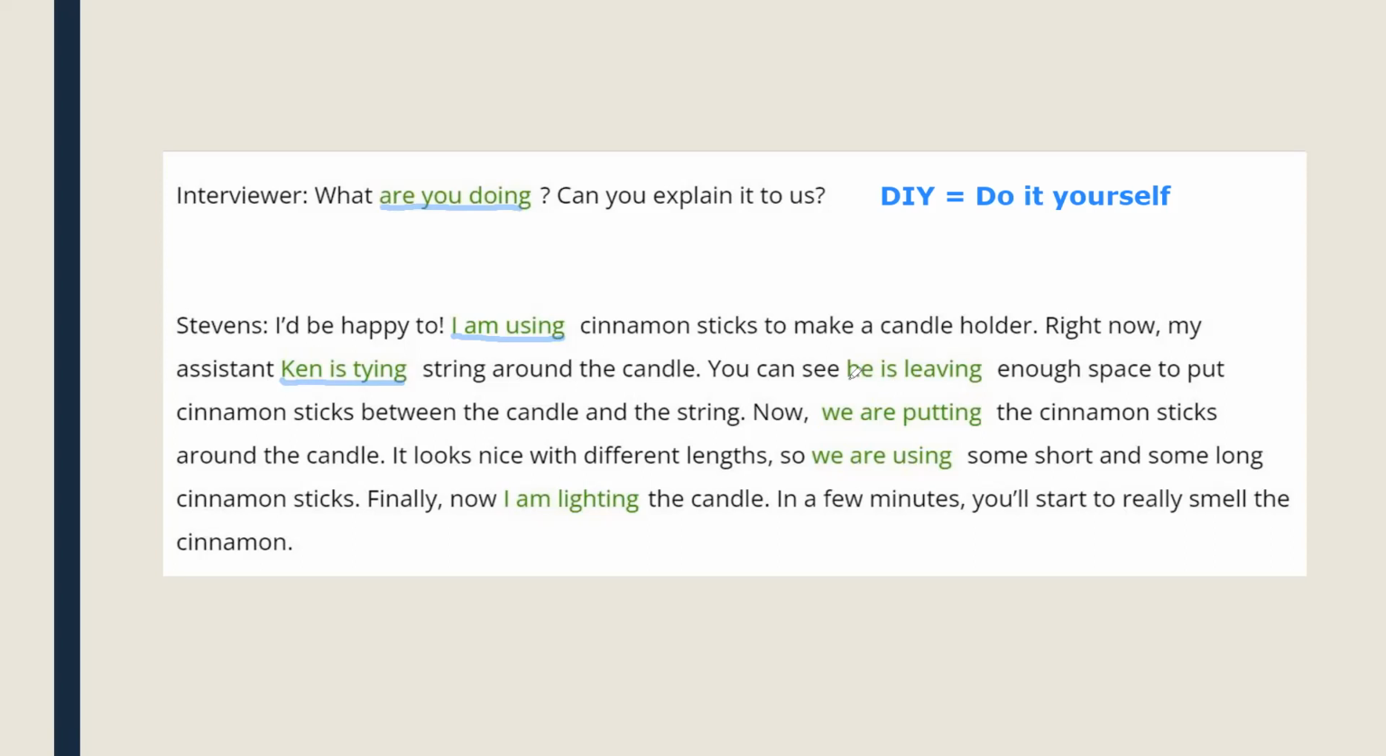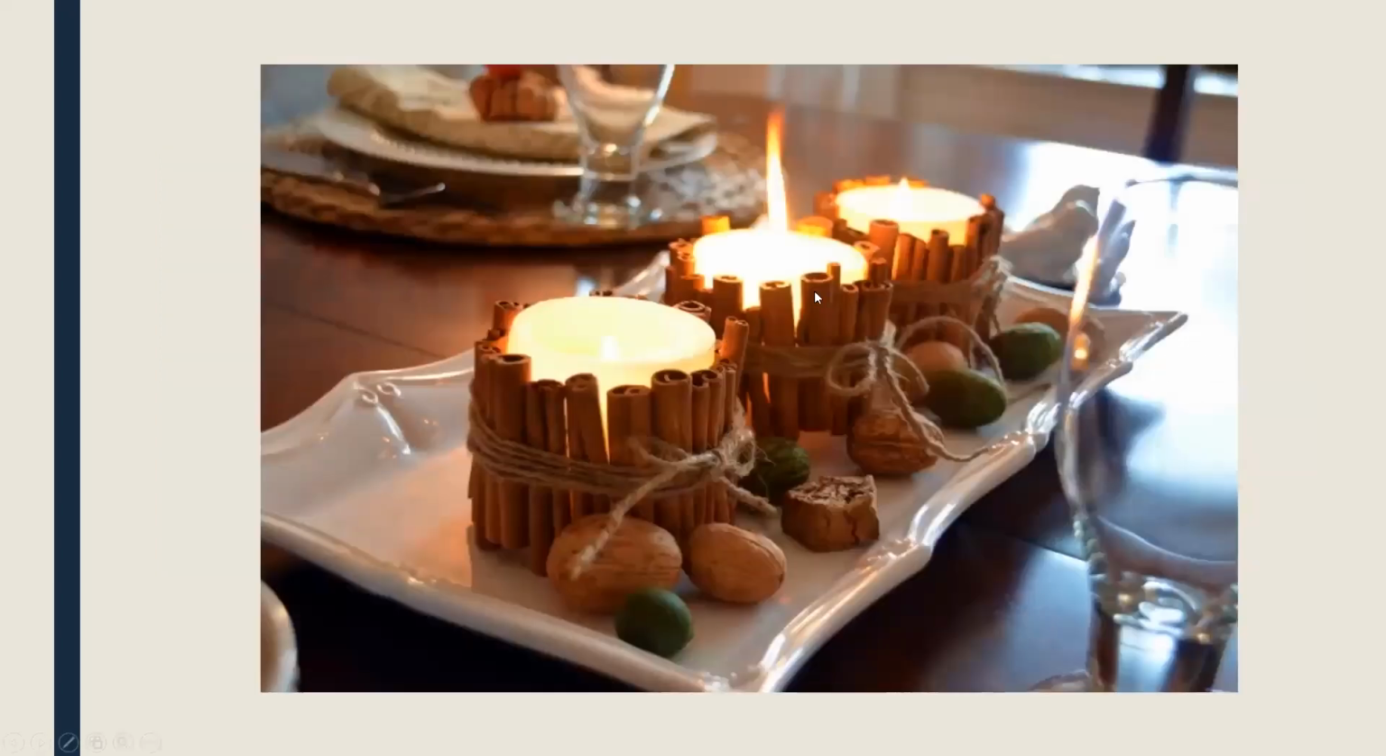Do you know the meaning of cinnamon, guys? No? Let me show you. Let me clear my drawings so you can see. I will show you what cinnamon and candle holder is. I put a picture here on the next slide. Look, this is what they are doing. This is cinnamon stick, okay? Can you see that? We use cinnamon in cooking, right? In some dishes, we add cinnamon sticks.